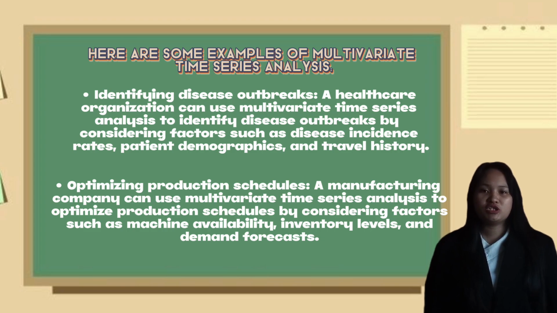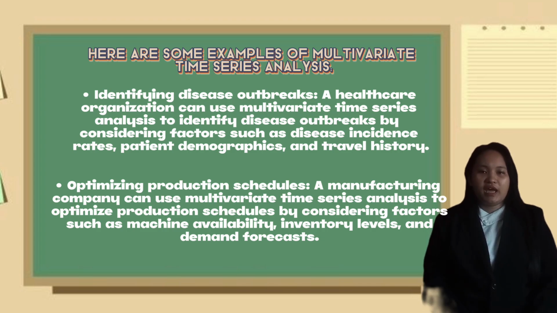Optimizing production schedules. A manufacturing company can use multivariate time series analysis to optimize production schedules by considering factors such as machine availability, inventory levels, and demand forecasts. This is the example of optimizing production schedules.